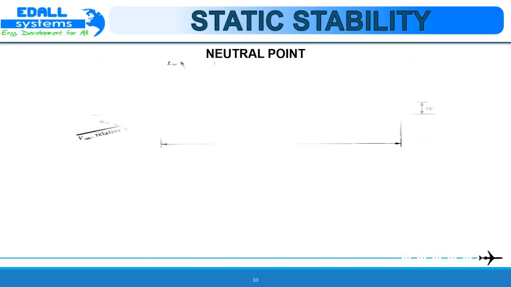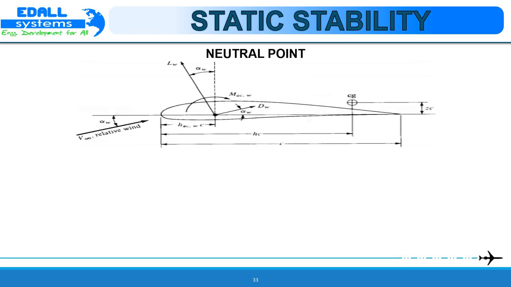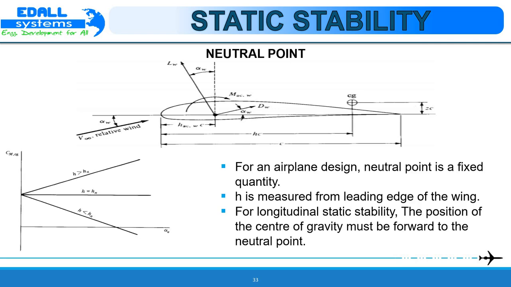Neutral point. Consider the situation where the location h of the center of gravity is allowed to move with everything else remaining fixed. The static stability is a strong function of h. Indeed, the value of ∂Cm,cg/∂α can always be made negative by properly locating the center of gravity. In the same vein, there is one specific location of the center of gravity such that ∂Cm,cg/∂α is equal to 0. The value of h when this condition holds is defined as the neutral point, denoted by hn.